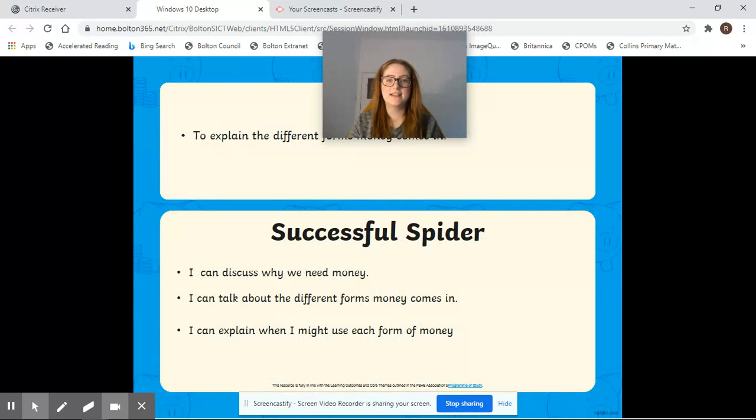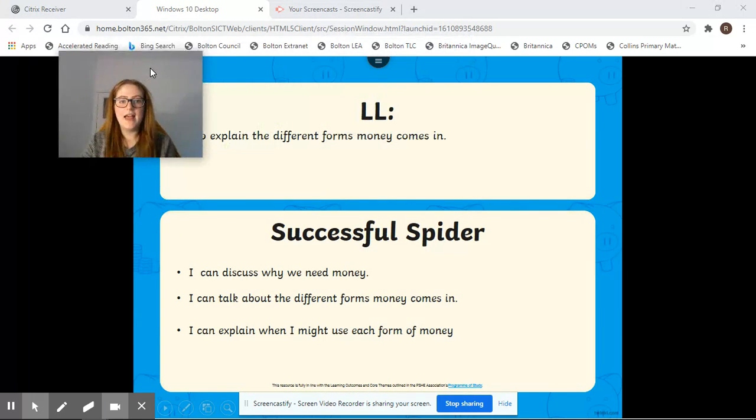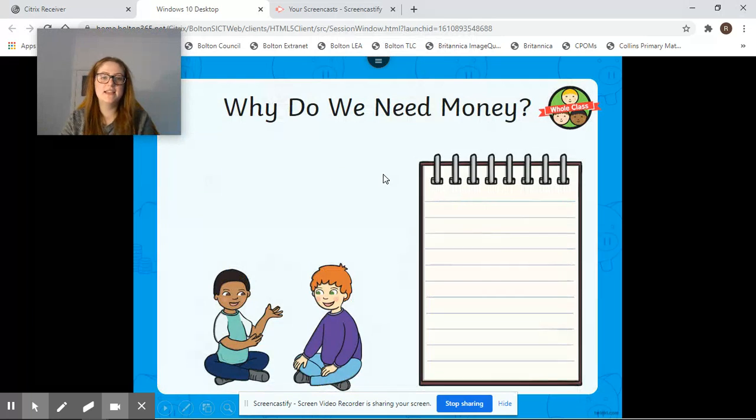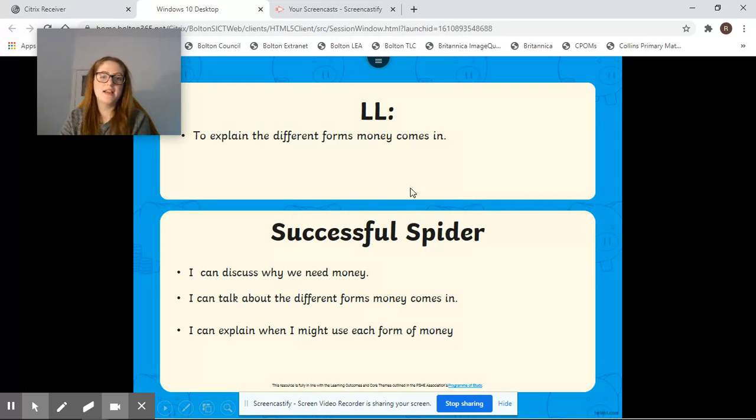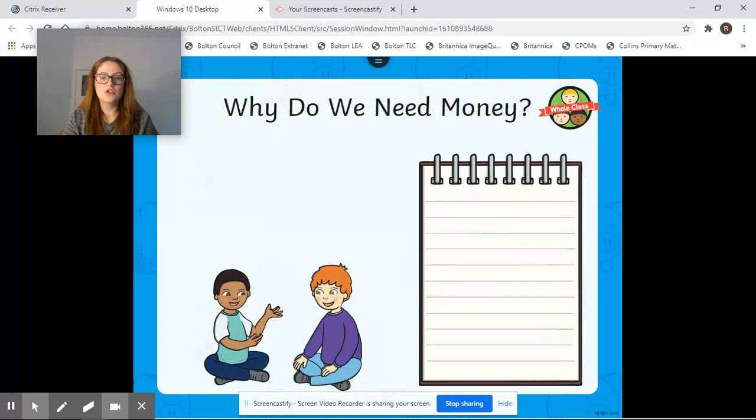So let's get started. Your LL, your learning ladybird, is going to be to explain the different forms that money comes in. And our successful spider is going to be I can discuss why we need money. I can talk about the different forms that money comes in, and I can explain why I might use each form of money. So, first question is, why do we need money?